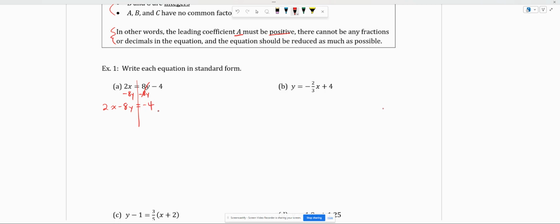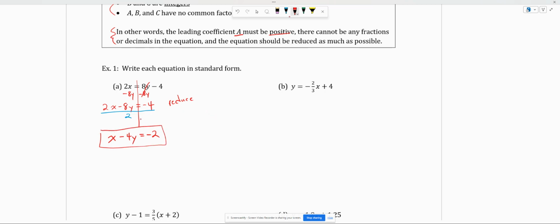Now, at this point, we look like we're done. We say, yep, I have my x term and 2 is positive. I have my y term and it's equal to the constant. But remember, we have to check if we have to reduce. So we can reduce this. The idea is that we can divide the entire thing by 2. 2, 8, and 4 are all divisible by 2. So we're going to rewrite our final answer to look like so. 2 divided by 2 is 1, so I just have x. 8 divided by 2 is 4, so I have minus 4y. And negative 4 divided by 2 is negative 2. And there we are. We have our standard form, which is reduced.